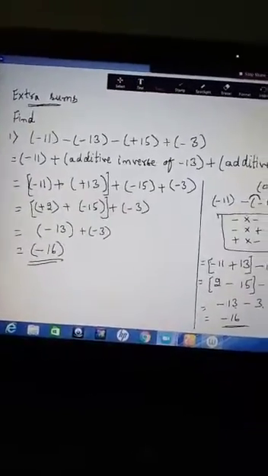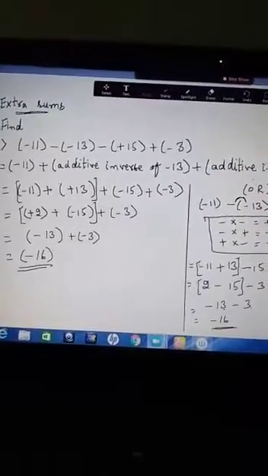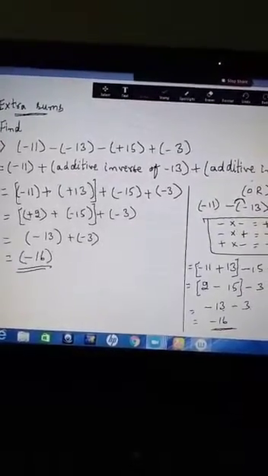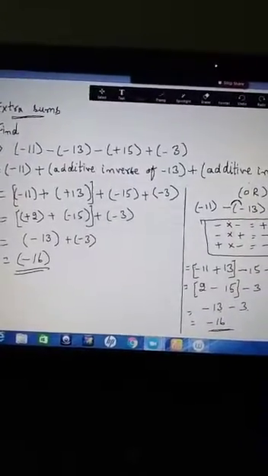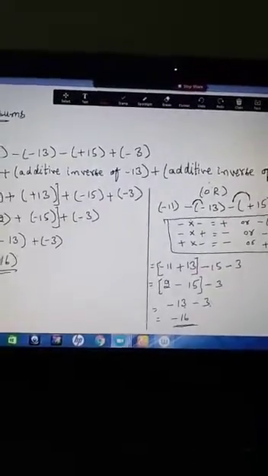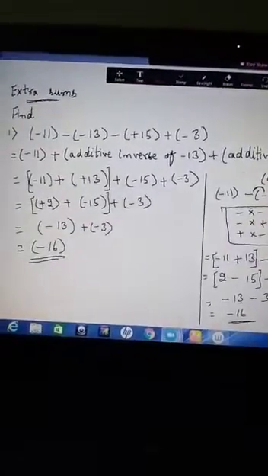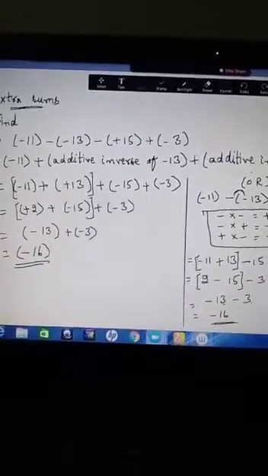Now the first two terms I took in a bracket. 13 minus 11, because 13 is positive, your answer should be positive. 13 minus 11 is 2. Plus of minus 15 plus of minus 3 we should copy. Next, again you write the first two terms in a bracket: plus 2 plus of minus 15.